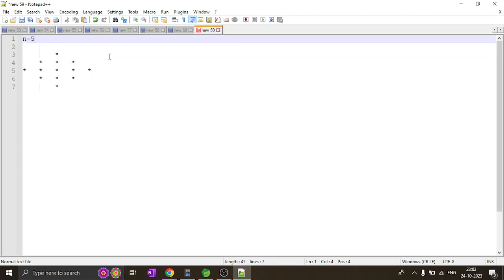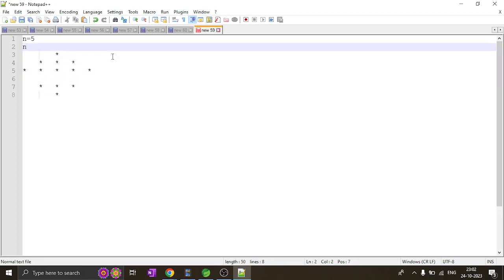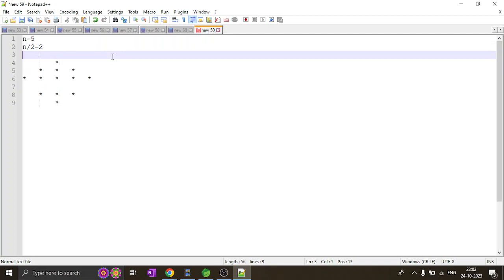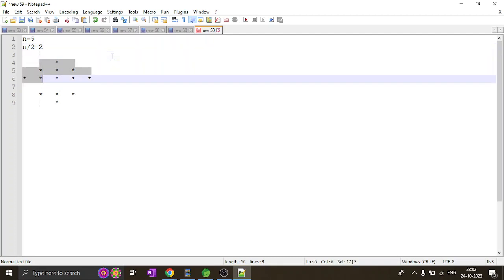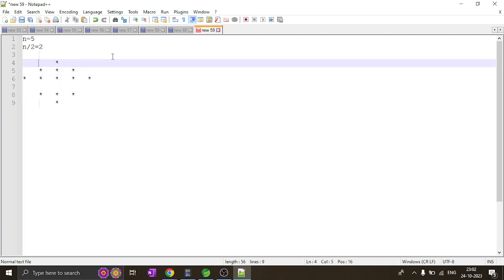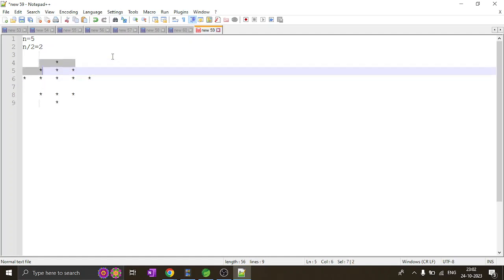We have 5 rows. So what we can do is that we can divide n by 2. 5 by 2 is, no, my bad, 5 by 2 is almost 2.5. But as both of them are integers, we get 2. So 0, 1, 2 will print this pattern here, right?